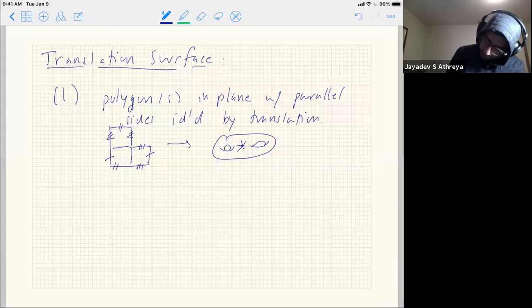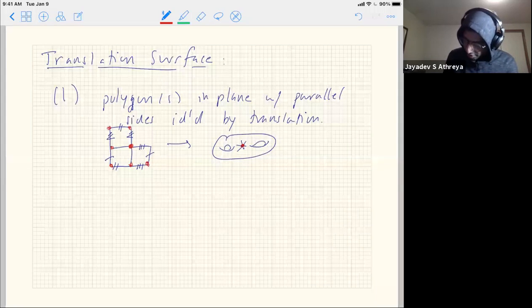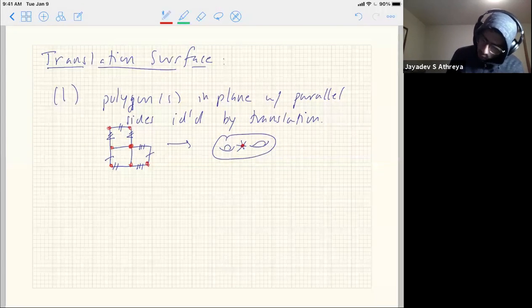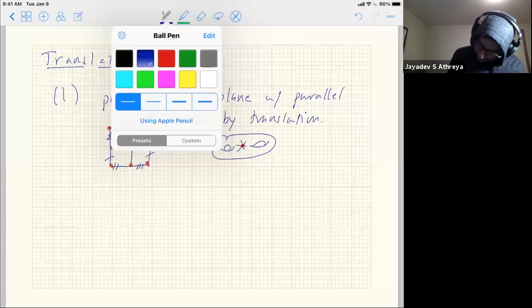That singular point of angle 6 pi corresponds to this corner here, and all of those 8 corners end up collapsing to that one point. If you trace out what the interior angle is, you will get 6 pi there. So that's one definition of a translation surface.